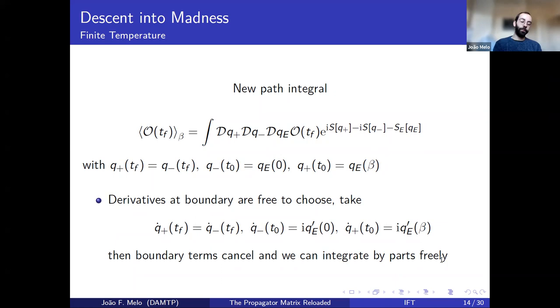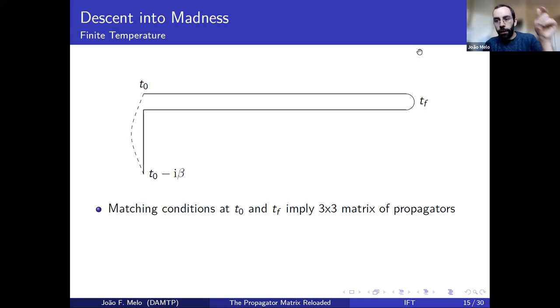I'm a bit better than having to do that hardcore initial state calculation, but I have three fields. And this is the loopy boundary condition. I start at T0, go to TF, go back to T0, go to T0 minus I beta, and then match back. So this is now genuinely a closed time contour. Previously, the second subtlety was because of the matching at TF with Q plus and Q minus, instead of having one propagator for Q plus and one propagator for Q minus, I actually had a 2x2 matrix. I have this mixing between Q plus and Q minus.